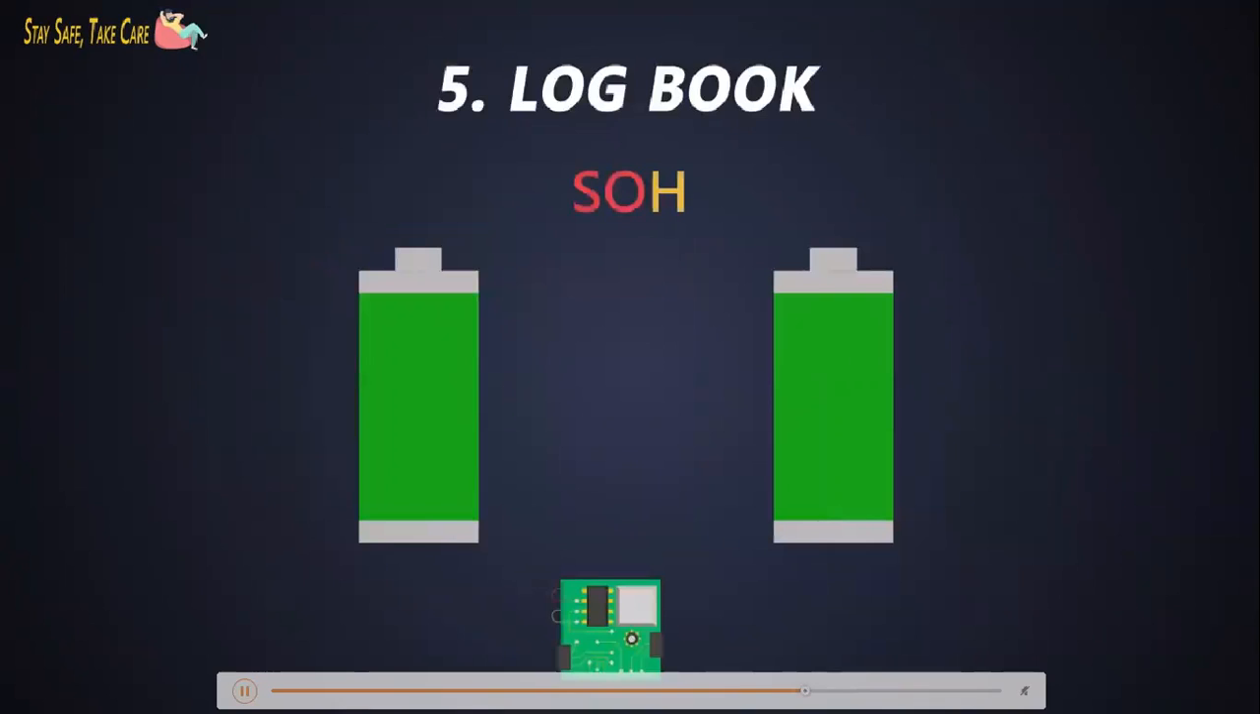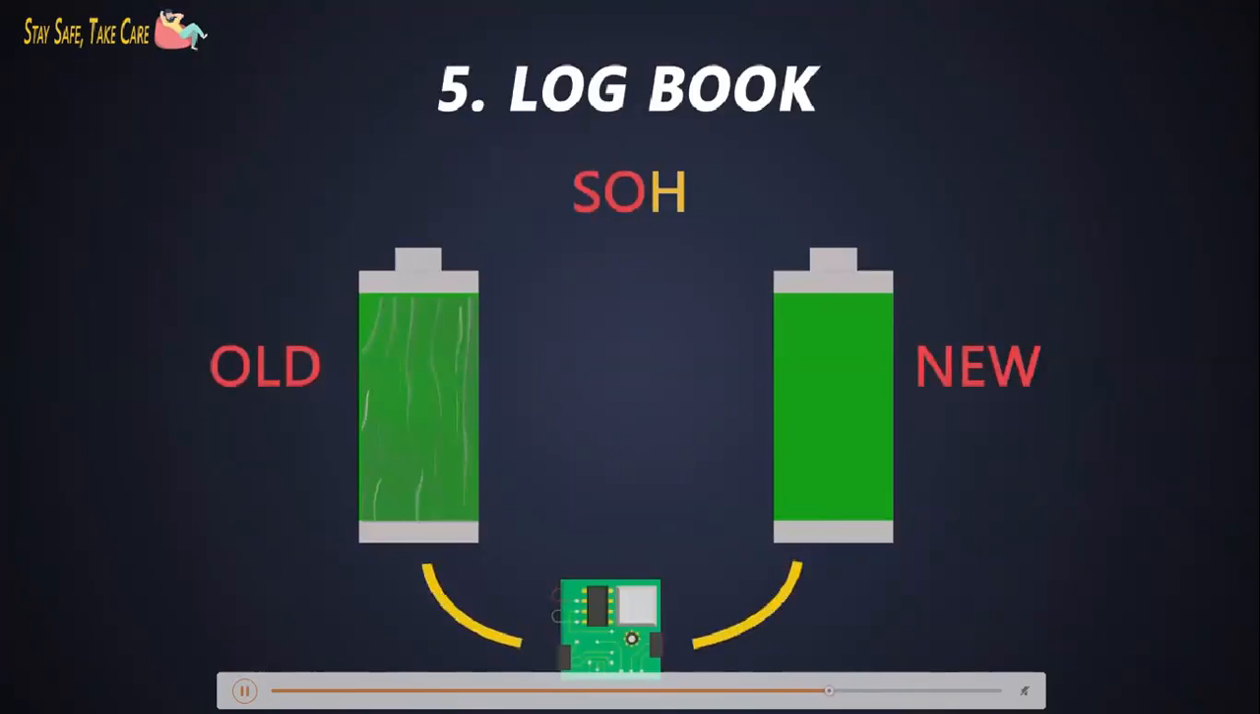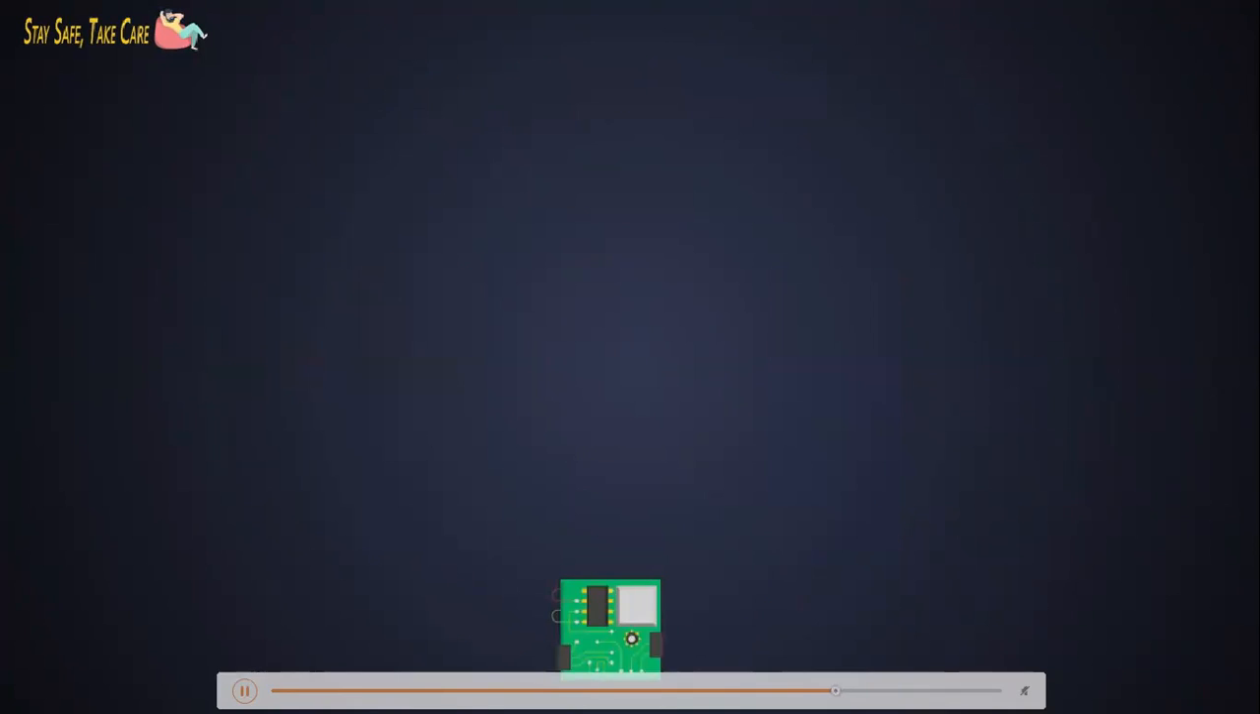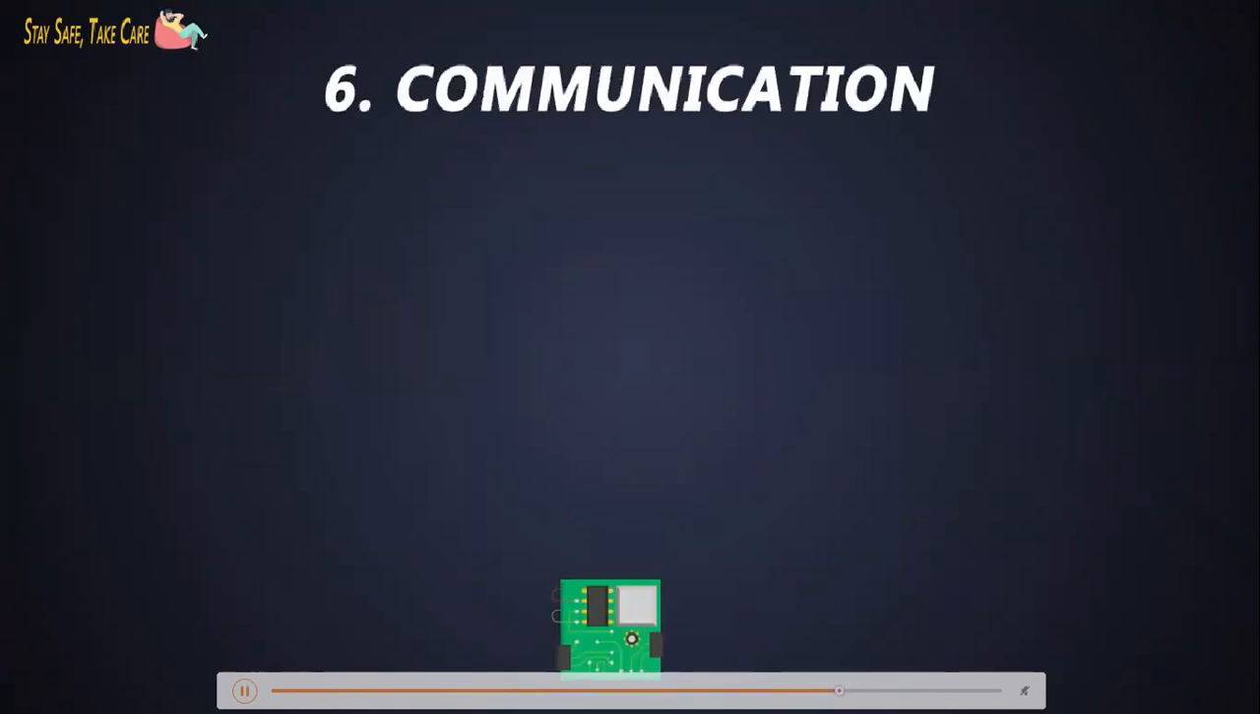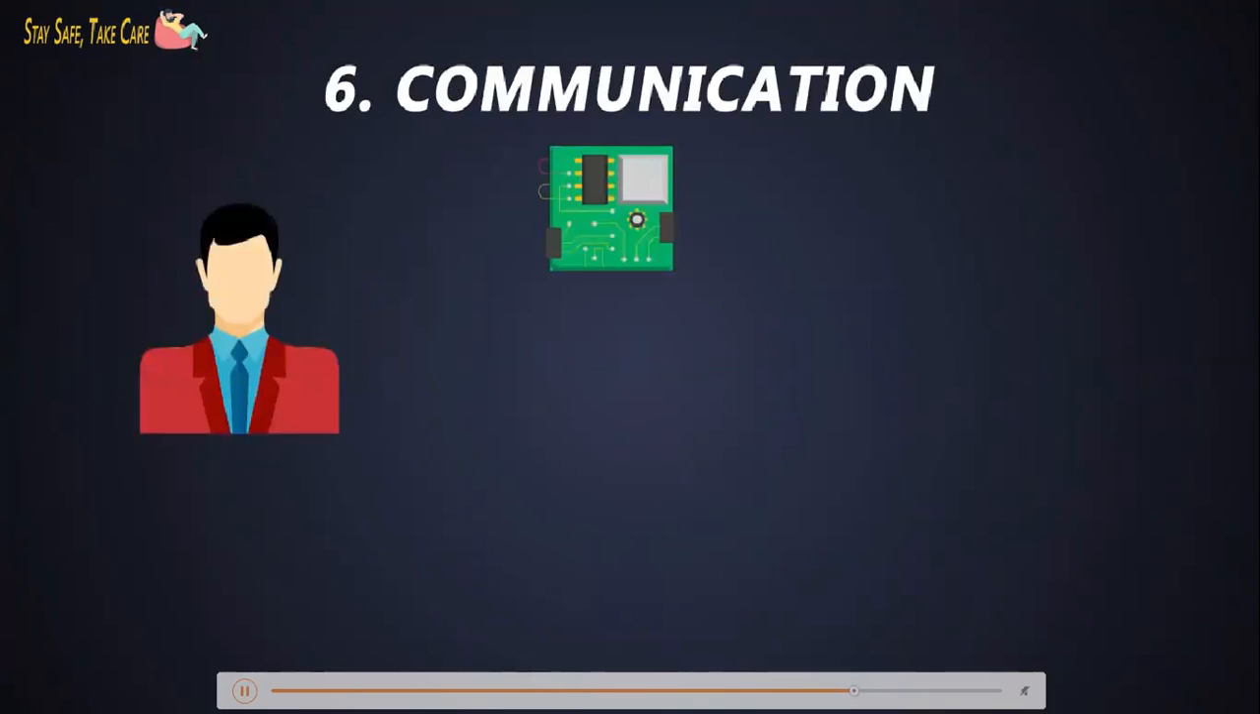BMS also works as a logbook because the SOH of a battery is a relative term. It compares the new and old battery. So this measurement should hold a record of the initial conditions of a cell and should be able to compare with the same cell as it gets old. So the logbook function is the most important, and then the communication: BMS provides the information about the health, SOC, along with much more details of service and maintenance.